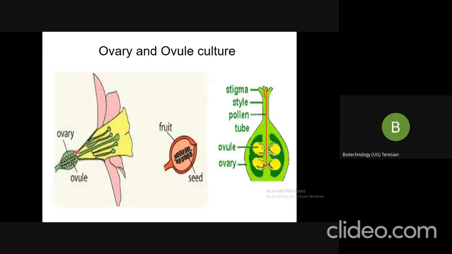If you look into the picture, here it is written as ovary, okay? And ovary is the region which develops into the fruit in the plant or in the tree. And the small bead-like white structures that you're seeing, those are the ovules, which develop into a seed, which is present within the fruit.